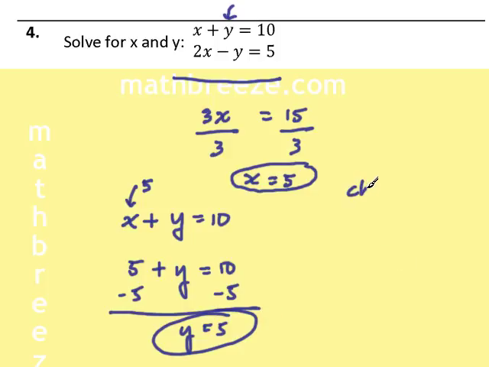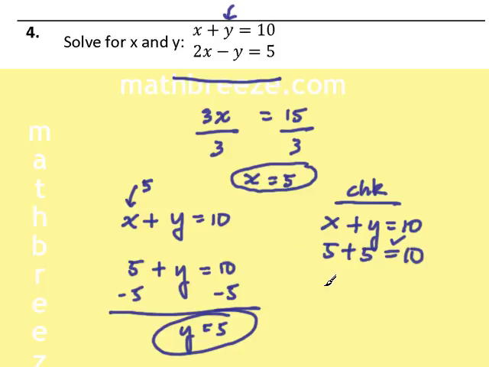Let's do a check over here. The way you check is by substituting back into the original equations. Let's substitute back into the first equation. Here we have x plus y equal 10. We're substituting x equal 5 and y equal 5. 5 plus 5 is equal to 10, so that's correct.